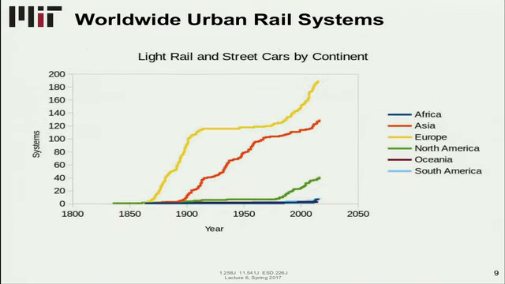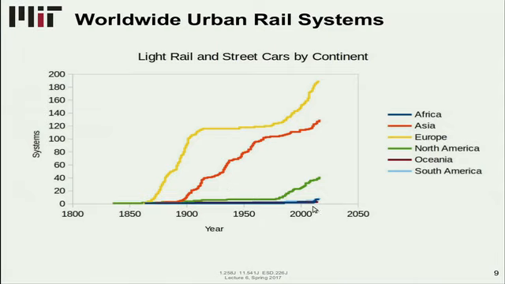Here's light rail. Light rail and streetcars. If we only looked at light rail, it wouldn't look like this. This includes streetcars, and that's why we start so early, before the 1900s, in Europe and Asia as well. And then North America really didn't follow until much more recently.